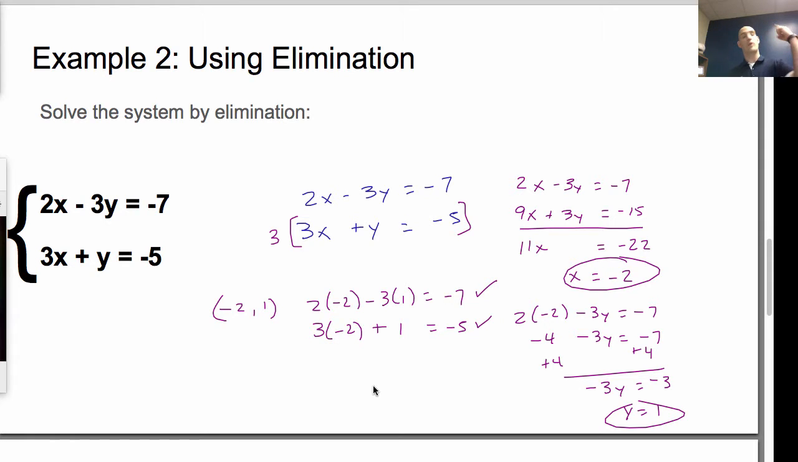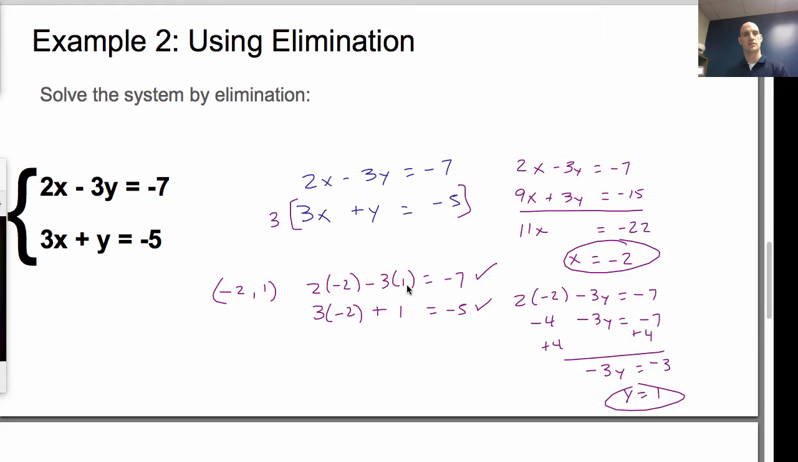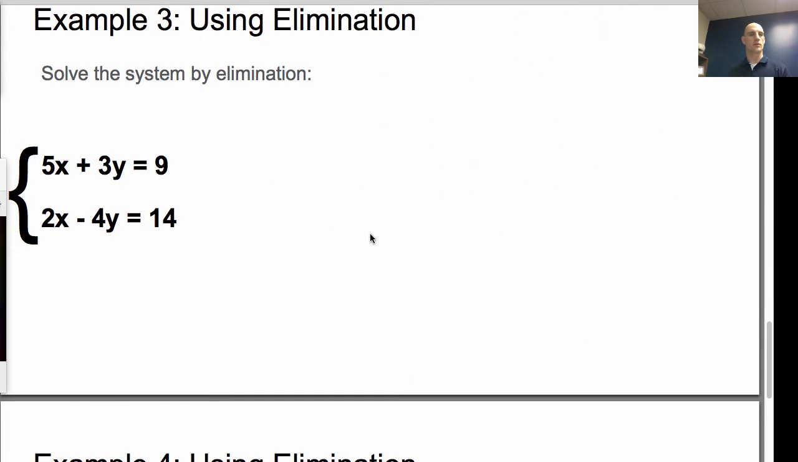So first case, we had coefficients that matched. Second case, we multiplied one of them to get the coefficients to match. Here's another one. Systems by elimination. So what I can do is a similar situation here. I've got 5x plus 3y equals 9, and then 2x minus 4y equals 14.